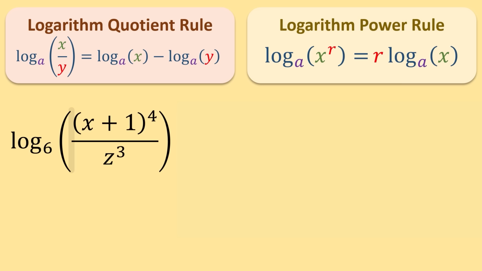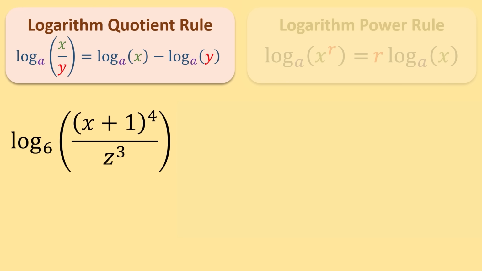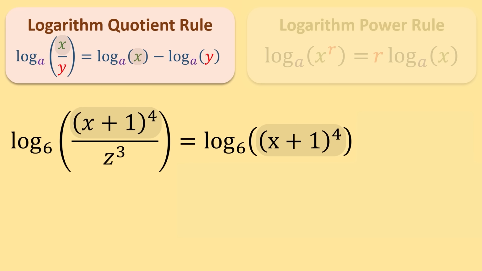Scanning the inside of the logarithm, is everything on the inside grouped together and raised to the same power? No. So I will not use the power rule first. Let's use the quotient rule. We can rewrite this as log base 6 of the numerator expression, x plus 1 all raised to the 4th power, minus log base 6 of z to the 3rd power.